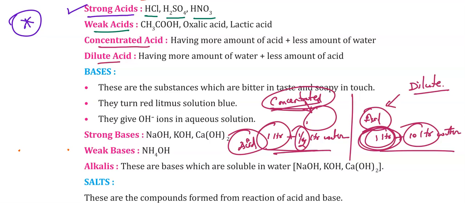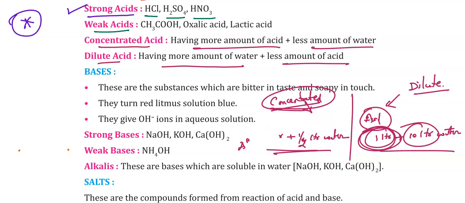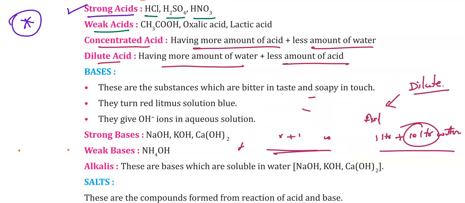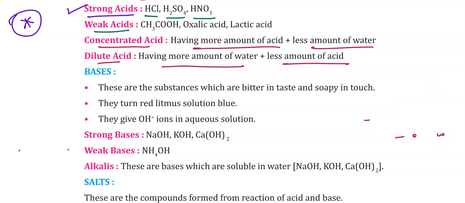Is this clear? Okay, this is what we are telling here. Having more amount of acid, less amount of water is concentrated acid. Having more amount of water and less amount of acid is dilute acid. Understood? ओके अगर से कोई भी चीज आप गाढ़ा देख रहे हैं, उसका थिकनेस ज्यादा है तो उसको हम बोलते हैं कॉन्सेंट्रेटेड एसिड. अगर से उसका थिकनेस या उसका कॉन्सेंट्रेशन कम है तो हम उसको बोलते हैं डाइल्यूट एसिड.